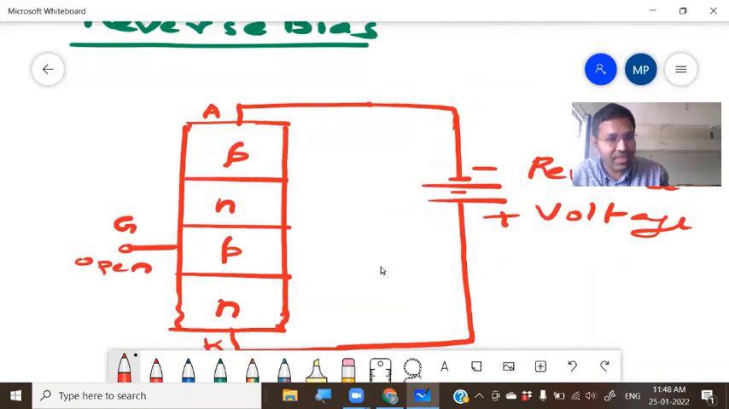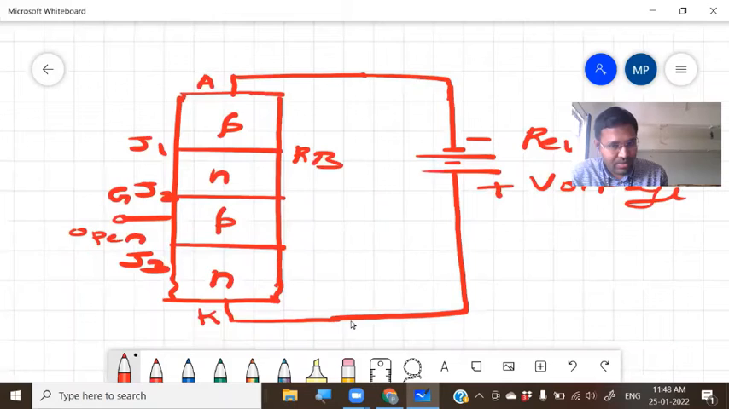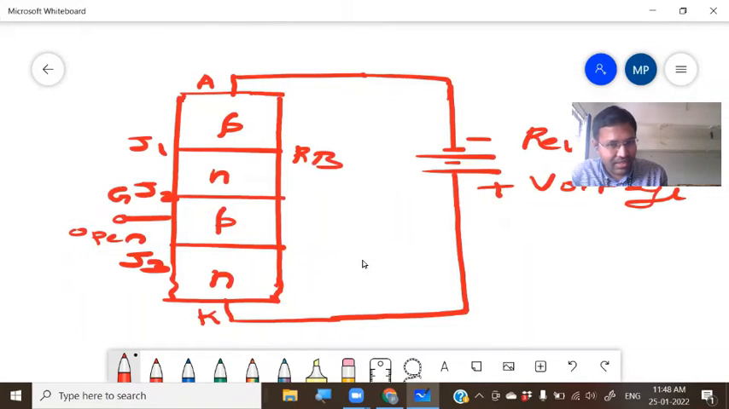Again, we have the three junctions J1, J2, and then J3. Negative at the P side, so J1 is reverse biased. What about J3? See here, J3 has positive at the N side. So J3 is also reverse biased.